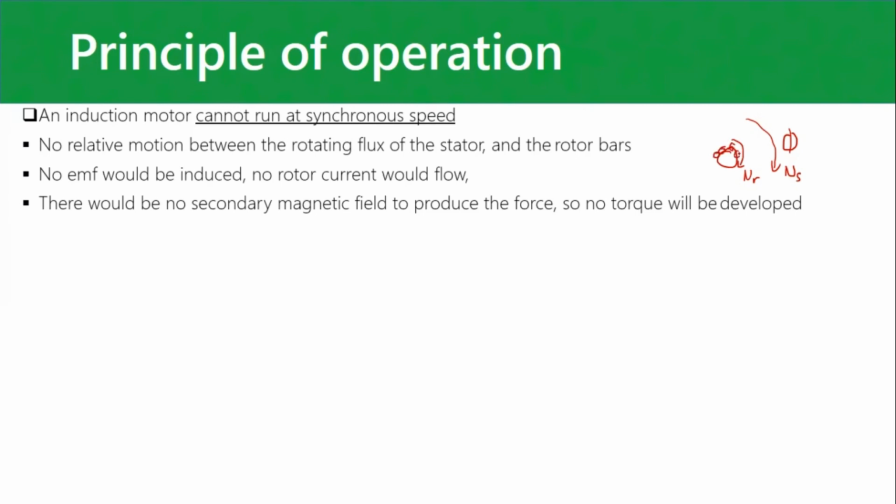So Faraday's law says that you'll only induce an EMF in those rotor conductors if the flux is changing. So if there's no relative movement between the two, you're not going to induce any EMF in the rotor bars, then there'll be no current, and then you won't have any secondary magnetic field to produce the force. So then you won't develop any torque on this rotor. So it can never run at synchronous speed.